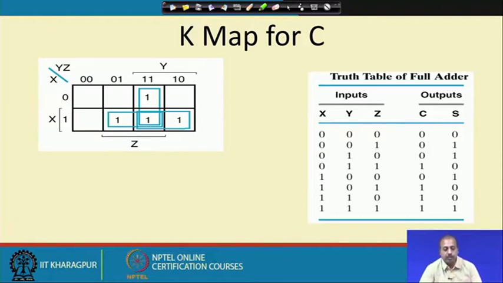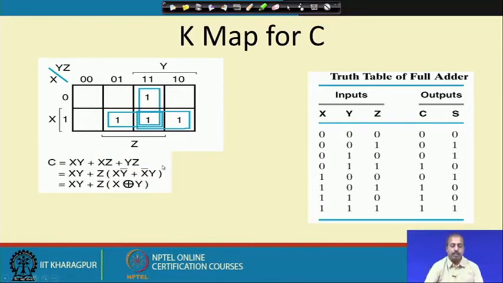But the K map, Karnaugh map, for the carry output is like this. So, carry output is 1 whenever y and z equal to 1, or x z equal to 1, or x y equal to 1, or x y z equal to 1. So, if I draw the truth table and then make the grouping, it will be like this. And so, I can say that C equal to x y plus x z plus y z.